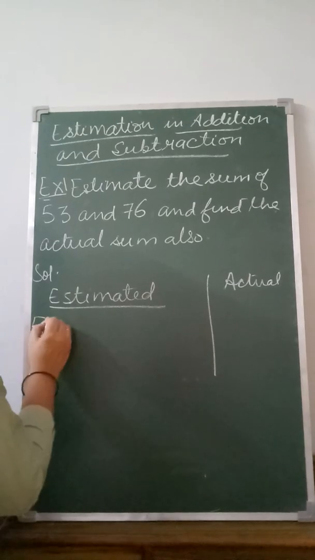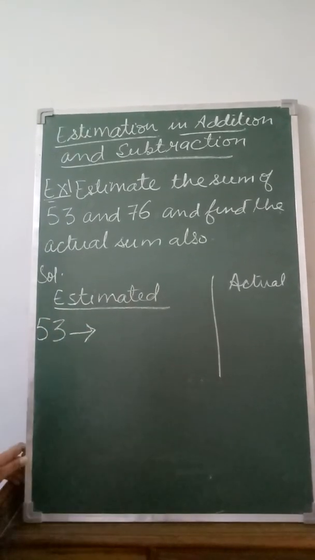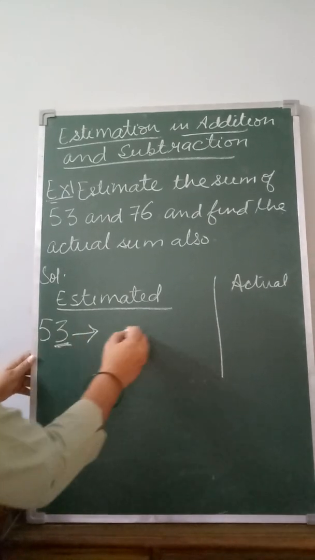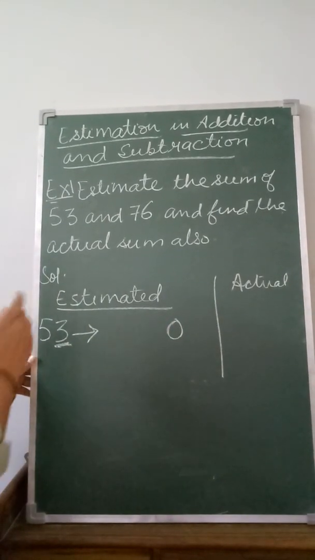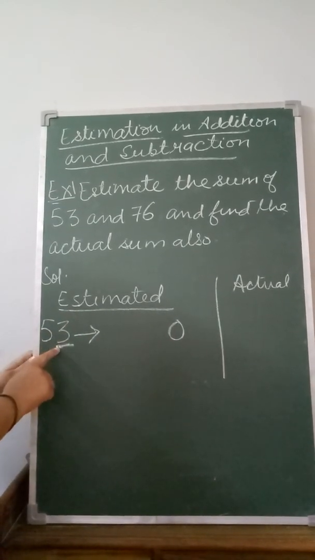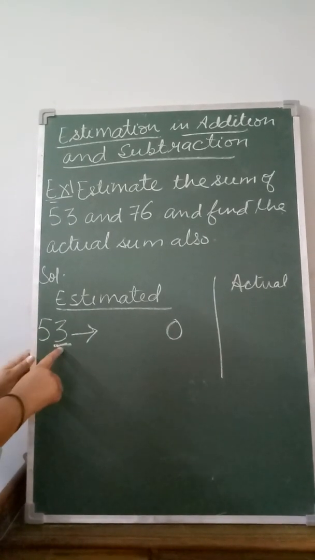So 53, let's find out the estimated value of 53. According to the rule, first of all we have to replace this ones digit by 0. Now the number which is underlined here, you have to check the given number. First of all, underline the ones place digit.